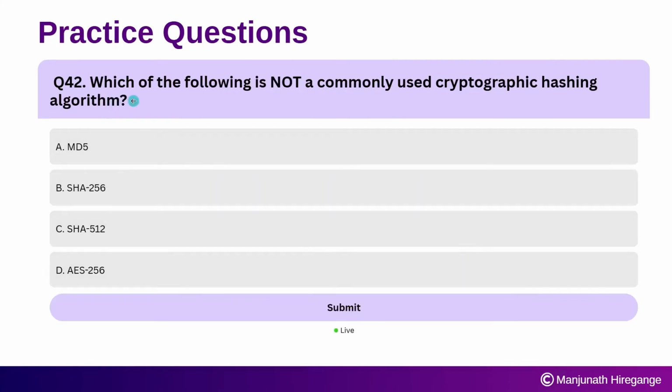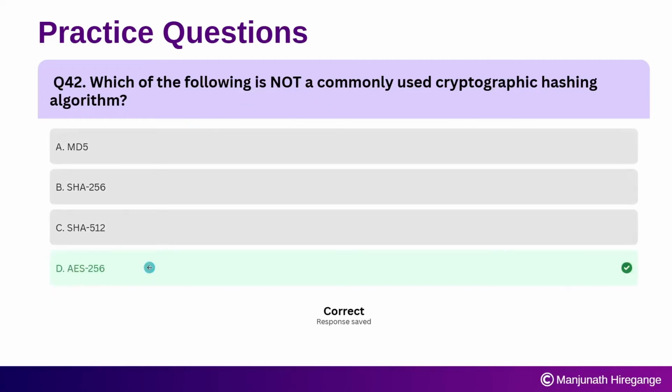Question number 42. Which of the following is not a commonly used cryptographic hashing algorithm? MD5, SHA-256, SHA-512, and AES-256. Here we are talking about not a commonly used cryptographic hashing algorithm. So the answer is AES-256 because it's an encryption algorithm, not a hashing algorithm.